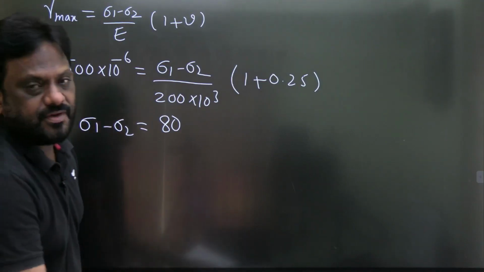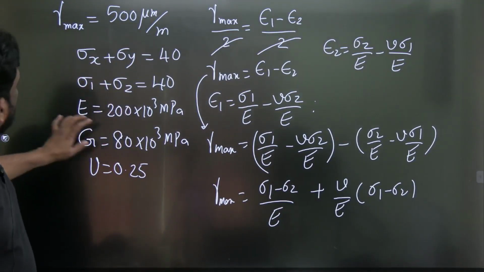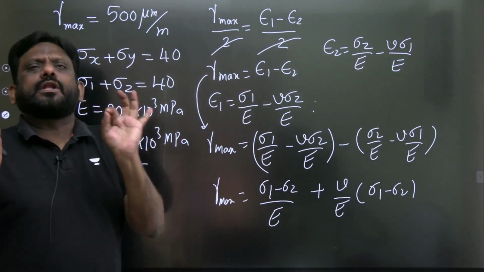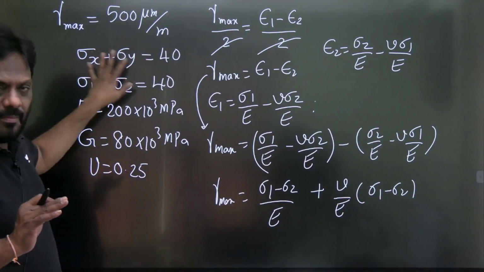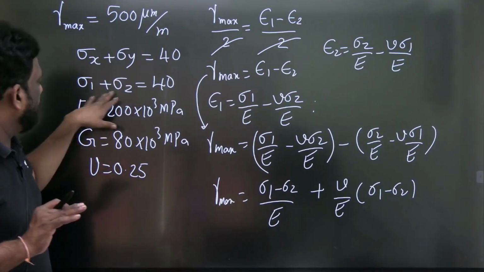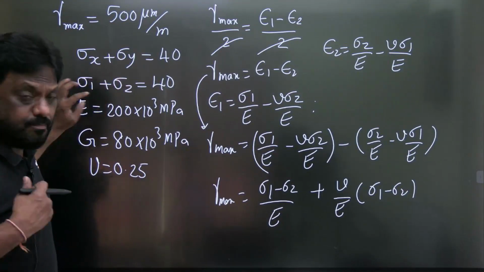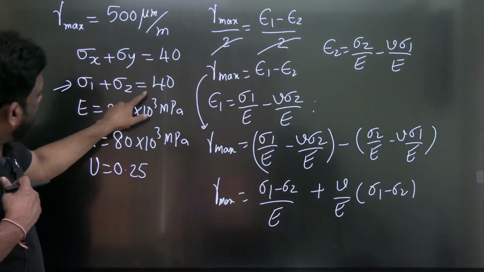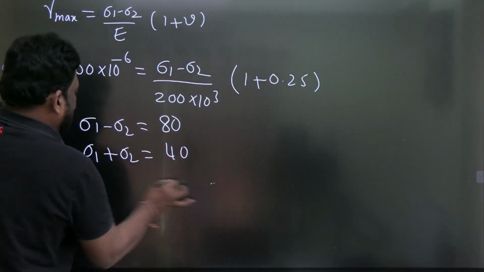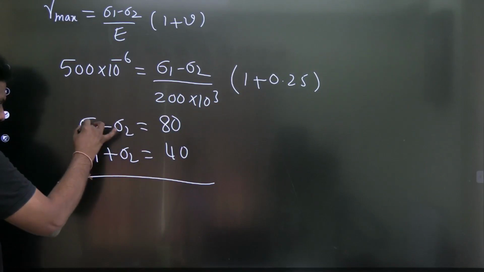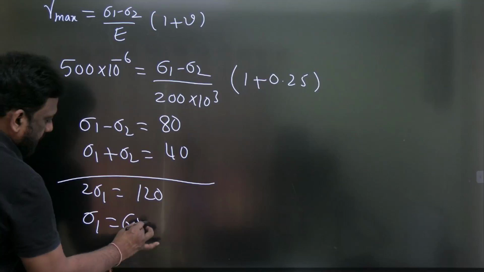And there are two equations, two unknowns. He is asking the value of what? Values of principal stresses. Already you know, the sum of normal stresses on any two mutually perpendicular planes is constant, whether normal stresses or principal normal stresses, they are absolutely the same. So therefore, sigma x plus sigma y, or sigma 1 plus sigma 2, is 40. This is an important thing which I had told you. There are two equations and two unknowns. I can easily solve. Add these, I remove. 2 sigma 1 is equal to 120 and sigma 1 is equal to 60 megapascal.